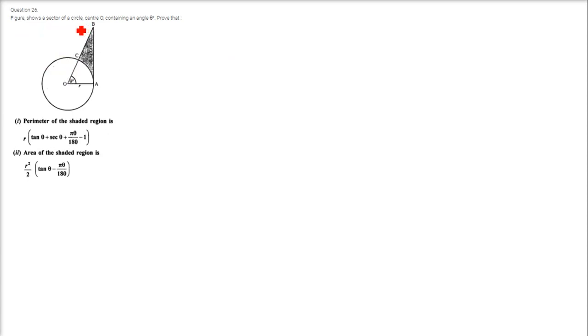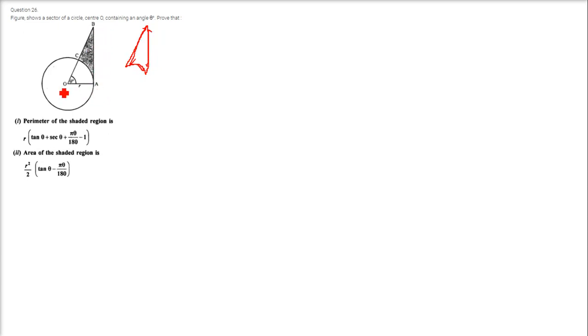This figure shows a sector of a circle at center O containing an angle theta. So we have to prove this. That perimeter is this one, and area of this shaded portion is this one. So the perimeter of the shaded portion will be this one, and this portion. So we have to find out the length of the arc, this portion and this portion.